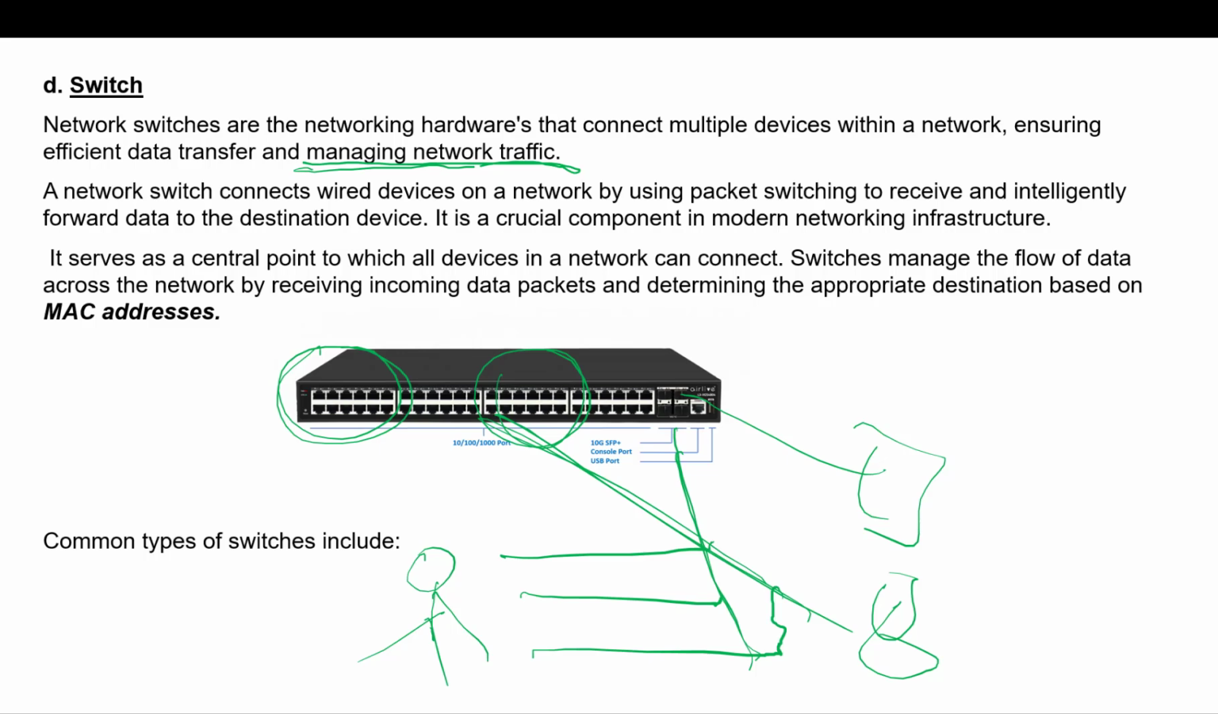You understand? And in this case, he said it serves as a central point to which all devices in a network can connect. Switches manage the flow of data across the network by receiving data and determining the appropriate destination based on the MAC address.